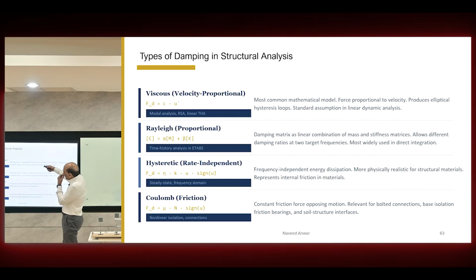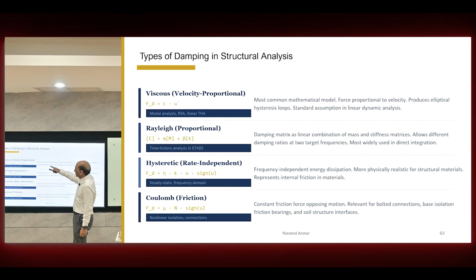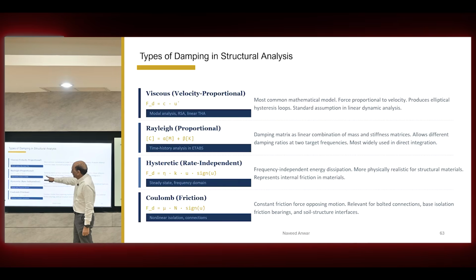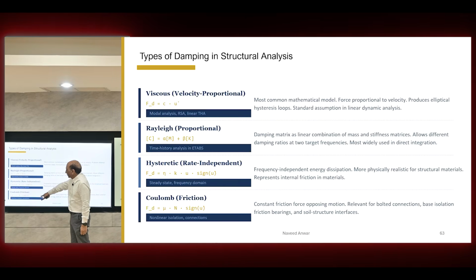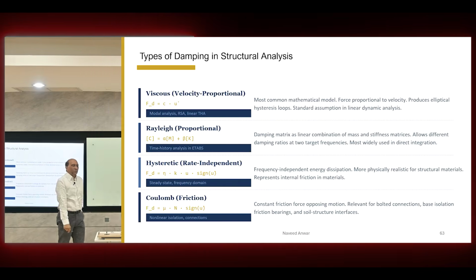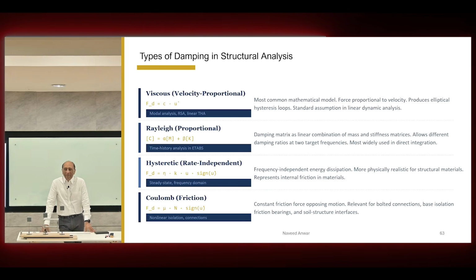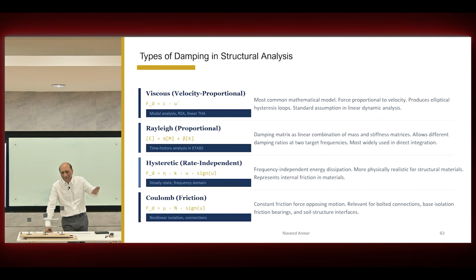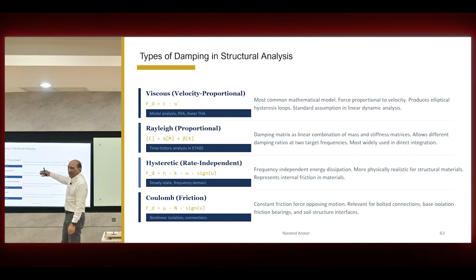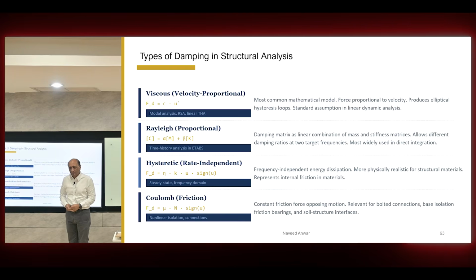So we have the various types of damping in structural analysis: viscous, which is velocity proportional, Rayleigh damping, hysteretic, and Coulomb. These are different names of damping that you will see in SAP or ETABS. So you should know what they mean. And sometimes we can give individual values for each damping, but generally we don't do that. We just give a global 5% damping, which takes care of everything. But really speaking, each damping can be specified individually also in advanced programs.